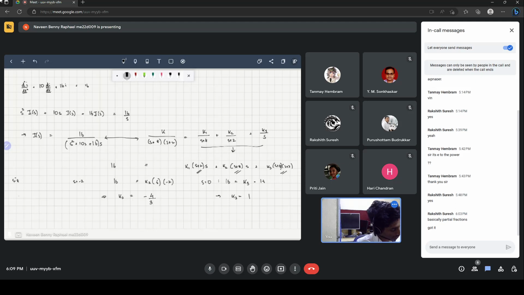So we get 16 is equal to minus 6 into minus 8, and that simplifies into k1, and that simplifies into minus 1 by 3.